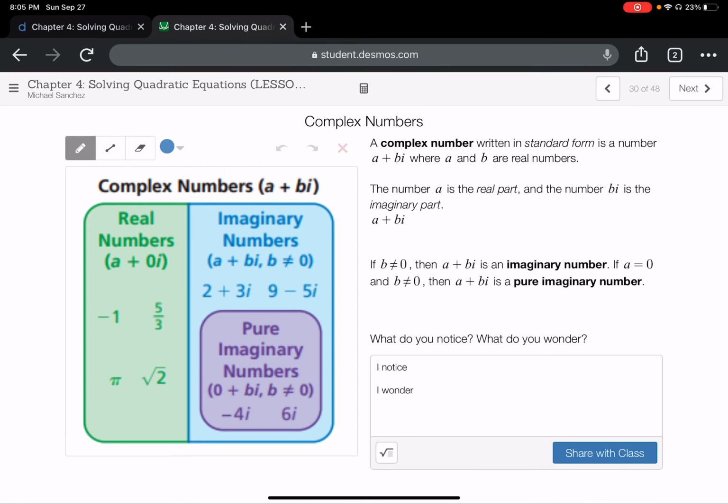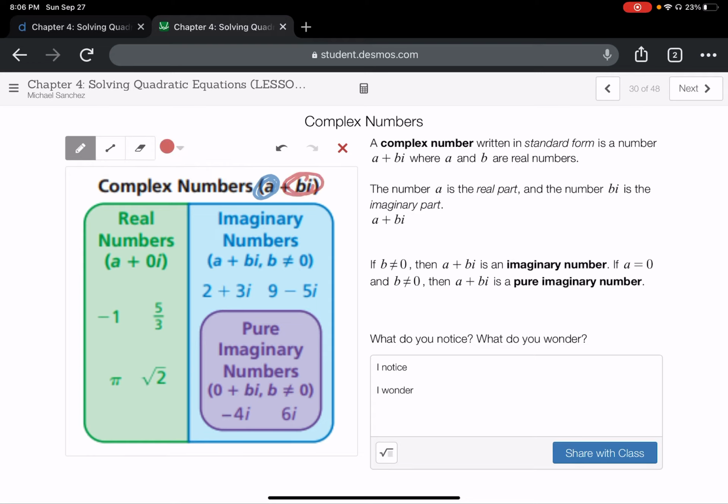All right, so complex numbers. A complex number written in standard form is a number a plus bi, where a and b are both real numbers, and i, of course, is our imaginary unit. If I have a plus bi, the number a right here is the real part of our complex number. So a complex number is a mixture of real numbers and imaginary numbers. a is the real part, bi is the imaginary part.